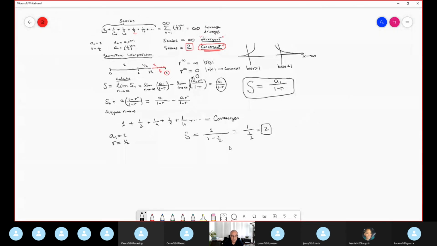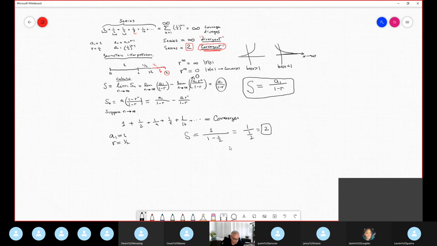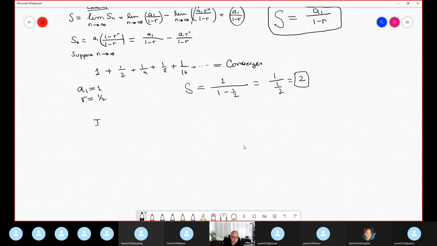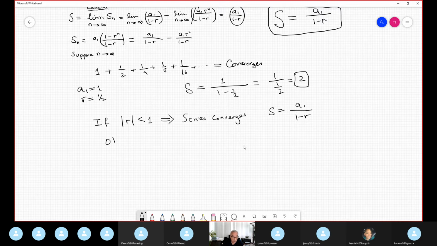Let me summarize the idea for the series. Do you understand very well or not? Converge, diverge, at what value does it converge? What is the most important formula? This is the most important formula. So you need verification number 1. First of all, you verify: if the absolute value of the common ratio is less than 1, directly I can say that our series converges. Converges at what value? S equals a1 over 1 minus r. Otherwise, it diverges.